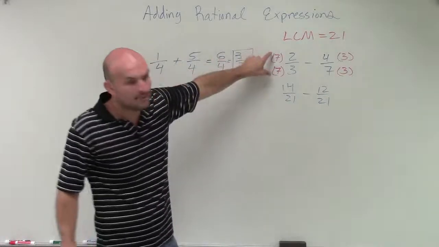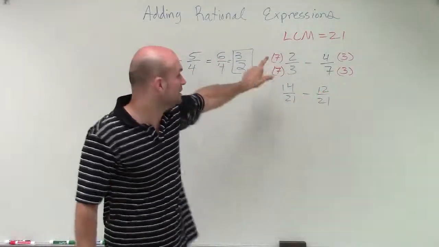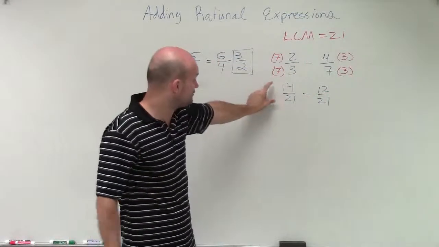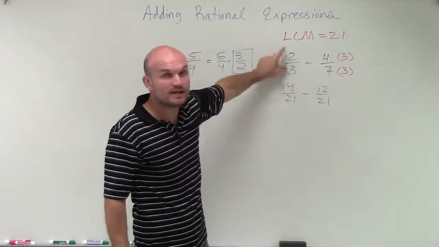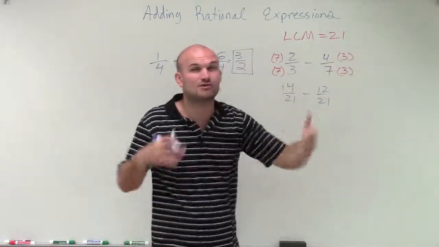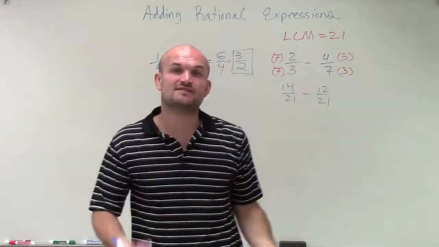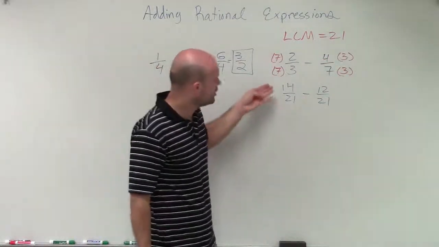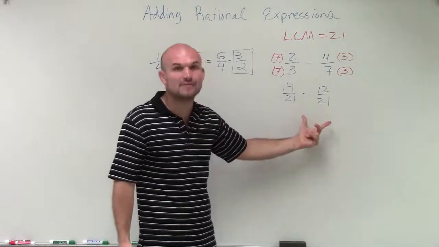And what I notice is 2/3 is equivalent to 14/21. It's just multiplied by a factor of 7/7. But it's very key because if we reduce 14/21, we're going to get 2/3. If I reduce 12/21, I'm still going to get 4/7. So I'm not changing the fraction's value. All I'm doing is rewriting it so they have common denominators.